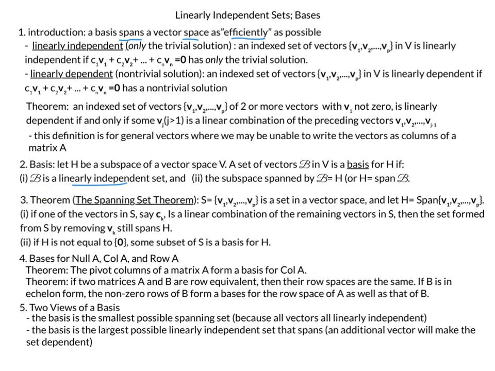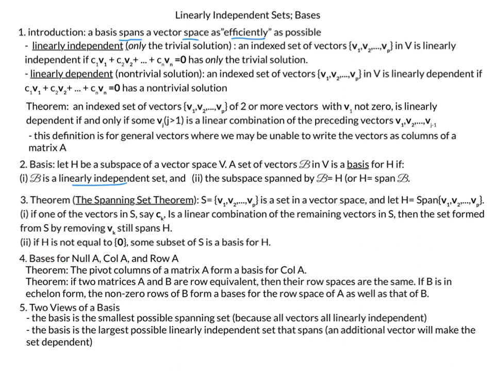So we have this theorem, the spanning set theorem as well, which said if we have p vectors and we let H be the space spanned by the p vectors, then 1, if one of the vectors in S, let's say vk, is a linear combination of the remaining vectors, then the set formed from S by just throwing out v sub k still spans H. And 2, if H is not equal to 0, then some subset of S is a basis for H.